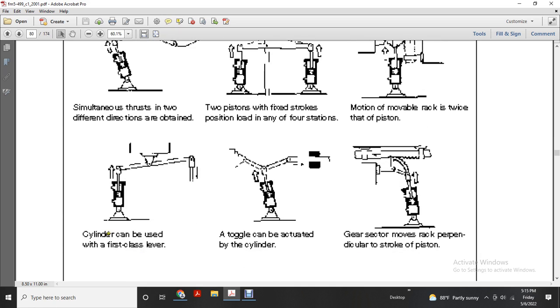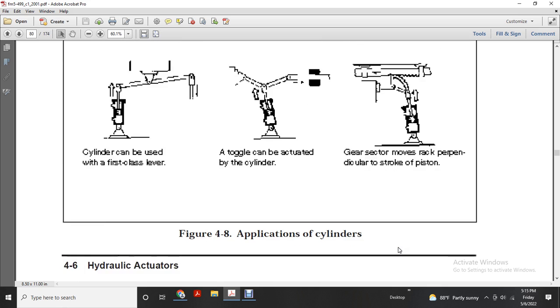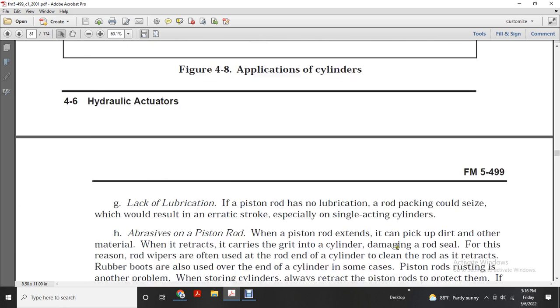A cylinder can be used as a first-class lever. A toggle can be actuated by the cylinder, and a gear sector moves perpendicular to the piston stroke. Those are applications of the cylinder. I wish it was a clearer picture.